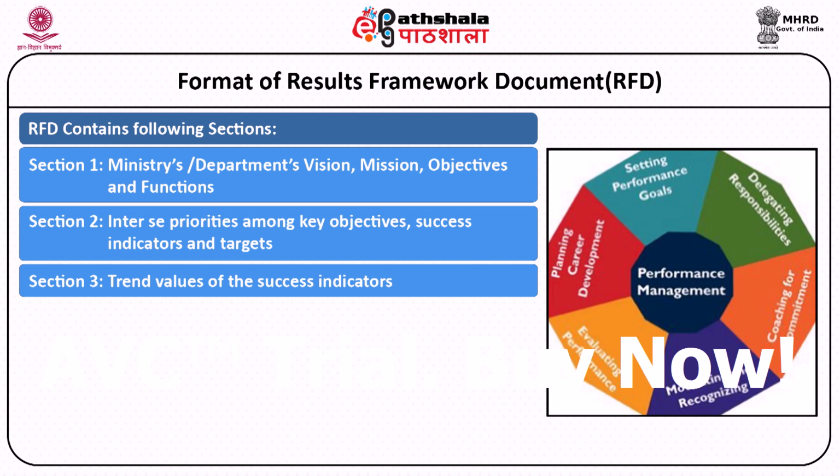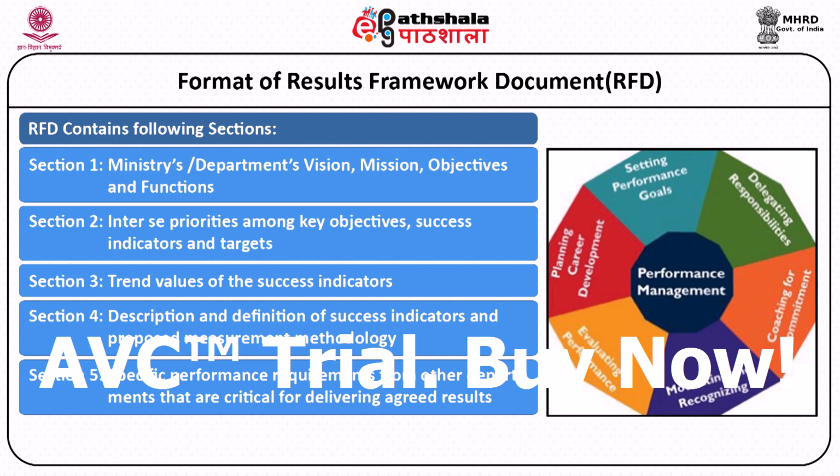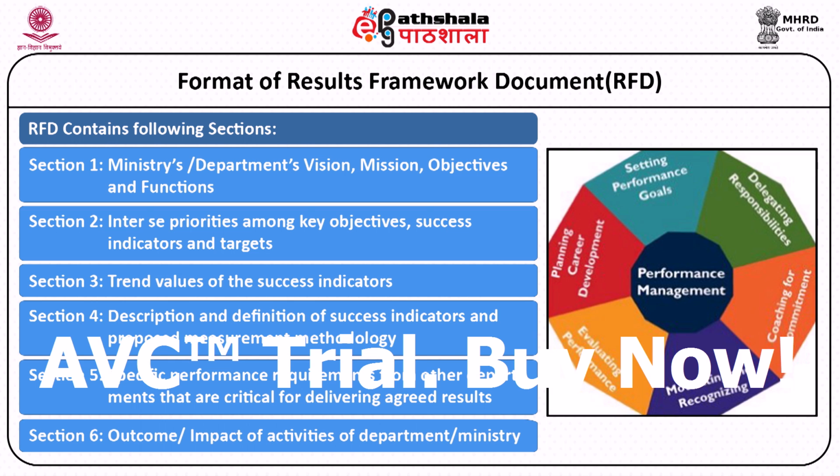Section 4, description and definition of the success indicators and the methods to measure those indicators. Section 5 includes the specific performance requirements from other departments which are critical for the functioning of this department. Section 6 includes the outcome or the impact of services provided by this department.